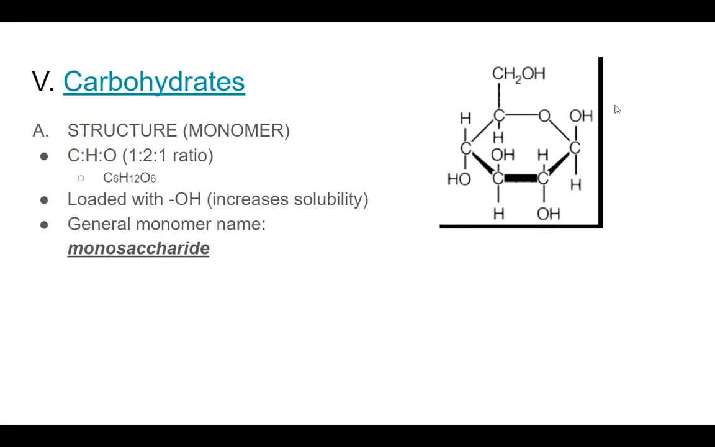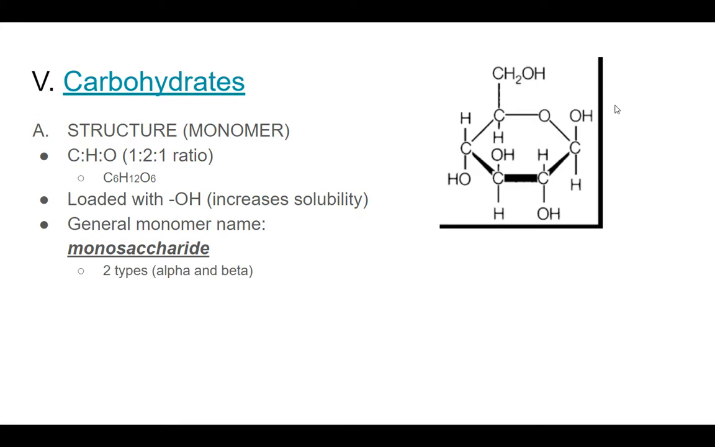Now we do have a general name for the monomer of a carbohydrate. It's called a monosaccharide. Saccharide means sugar, and you can see the mono in front indicating one simple little sugar subunit. There are actual specific names to monosaccharides, but the term monosaccharide is a generic term for any monomer of a carbohydrate.